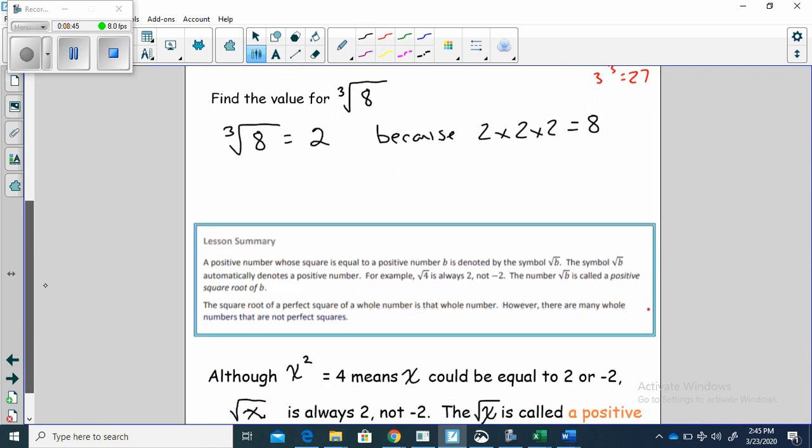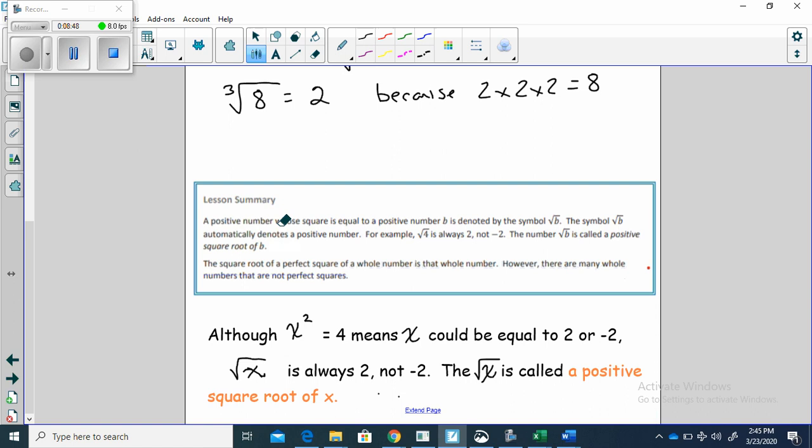There's something we need to remember here, and this comes straight out of your Eureka lessons, and I boiled it down right here. I've left this for you to read if you want to. It says a positive number whose square is equal to a positive number b is denoted by the symbol, and it shows it to you right here. This symbol automatically denotes a positive number. For example, the square root of 4 is always 2, not -2. The number square root of b is called a positive square root of b.